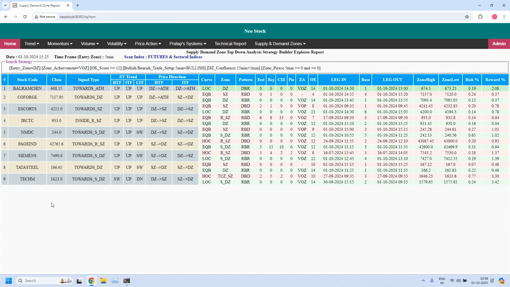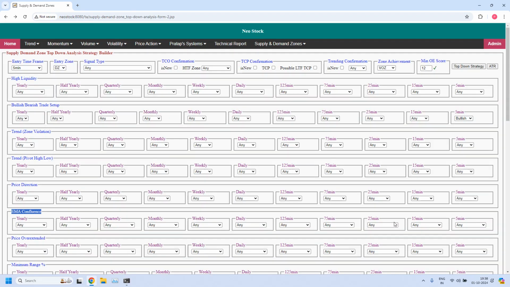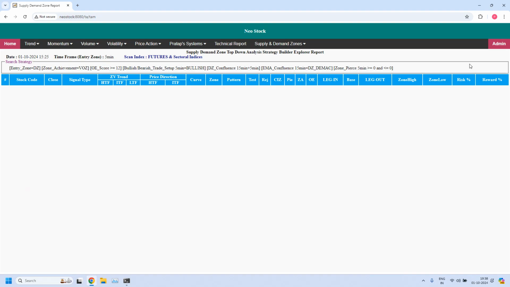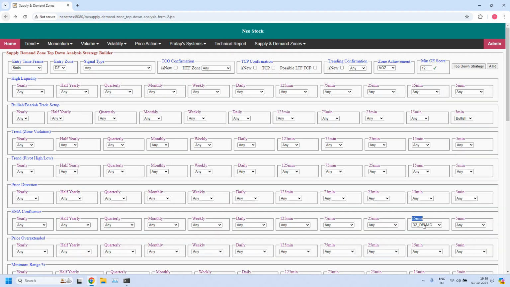Because 5 minutes trend is uptrend, and the 15 minutes trend is uptrend, if any of these 15 minute zones are having daily EMA confluence, it is an even higher probability setup. So in the EMA confluence at 15 minutes time frame, let's verify 15 minutes demand zone with daily EMA confluence. No stocks, no EMA confluence, no issues. Now we can remove this EMA filter.